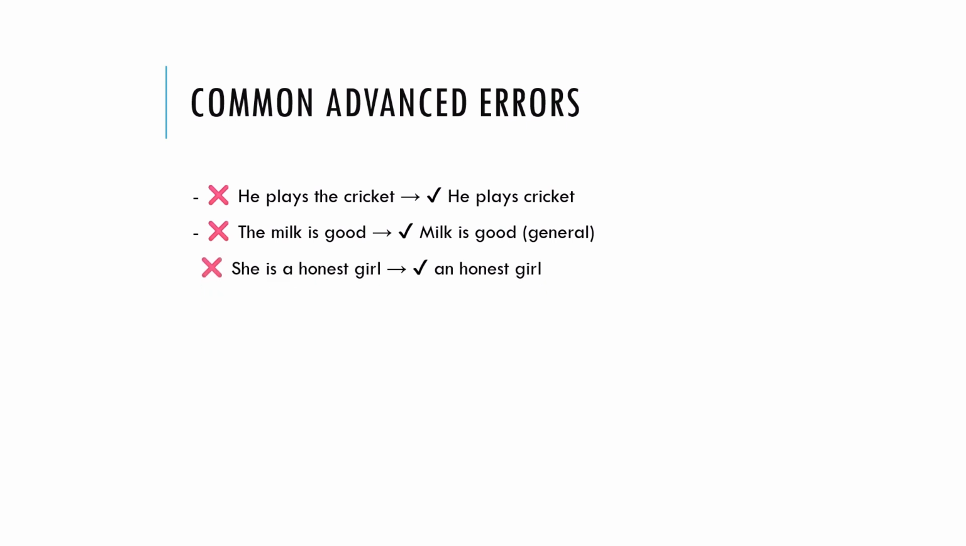She is a honest girl. A is wrong here. It should be an honest girl because H is silent and O gives the vowel sound. The life is beautiful. Incorrect. Life is beautiful. We do not use the before life.